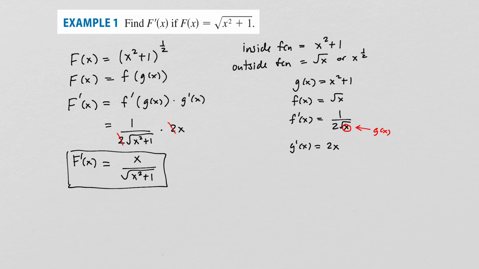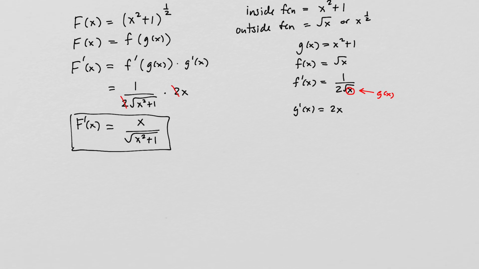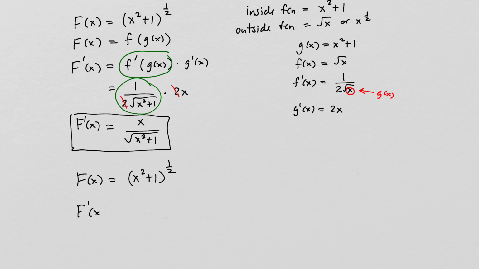Now I want to show you another way to think about this problem, because sometimes people get confused with this step right here. So here is another way to think about it. We have our function f of x is equal to x squared plus 1 quantity to the 1/2 power. So when I take my derivative, I'm going to start by taking the derivative of the outside function.